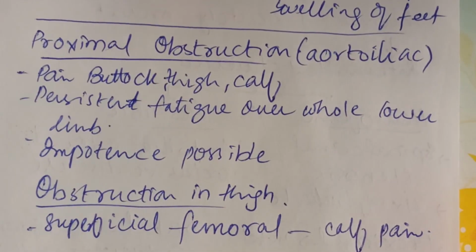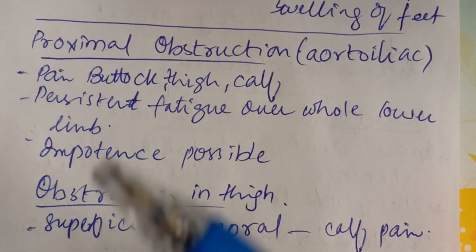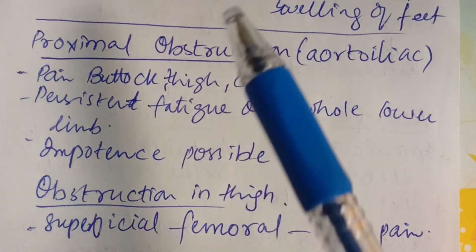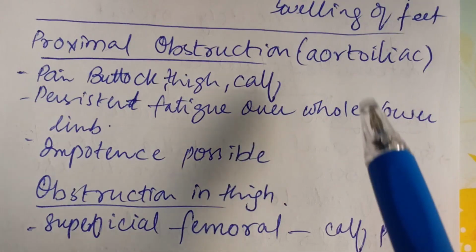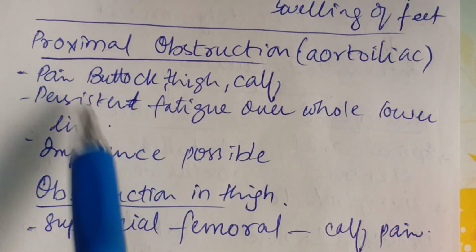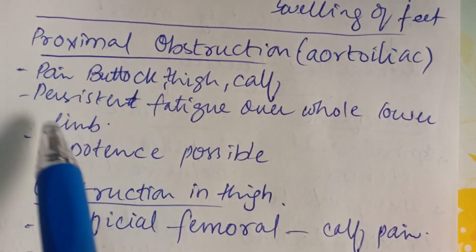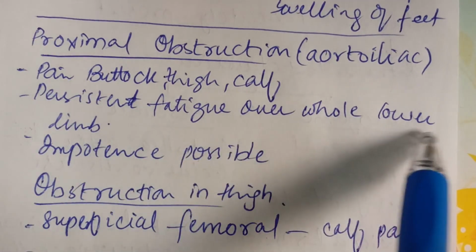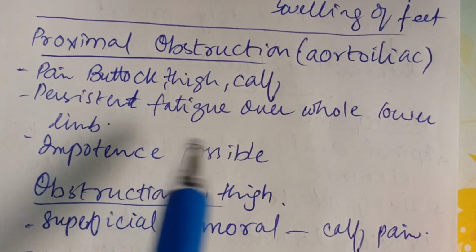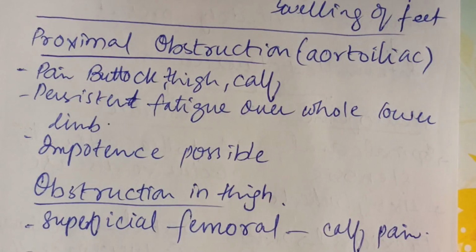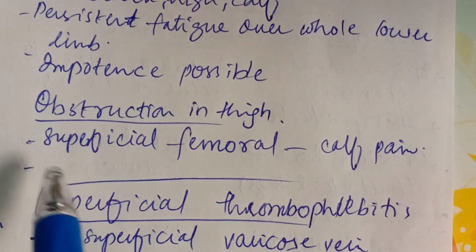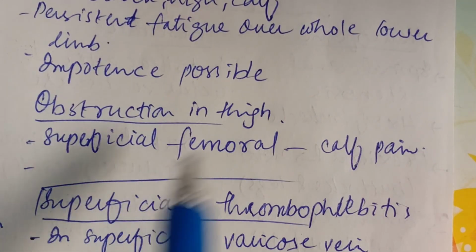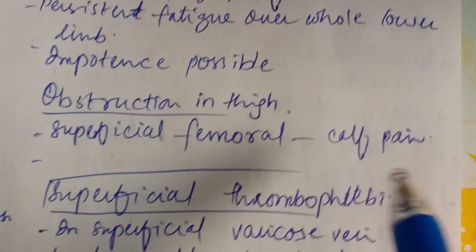When the patient has vascular obstruction, the obstruction can be proximal. If the aortoiliac arteries are involved, the pain would be felt in the buttock, thigh, and calf. There would be persistent fatigue over the whole lower limb, and impotence is possible with proximal obstruction. If the obstruction is at the level of the thigh, the superficial femoral artery would be affected, and it is associated with calf pain.